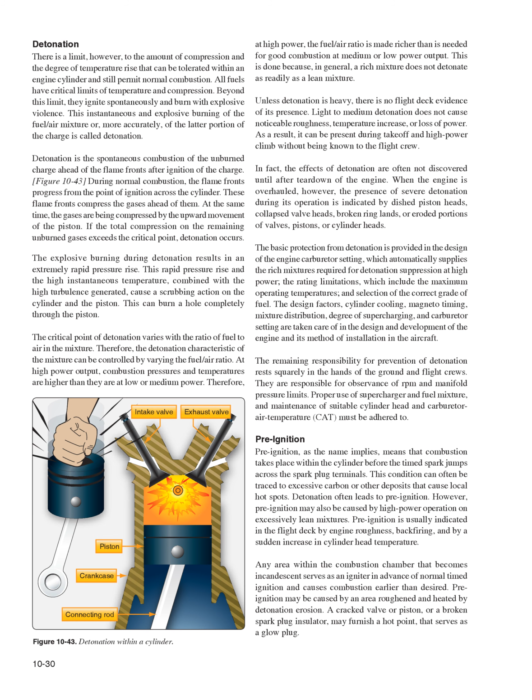Pre-ignition is usually indicated in the flight deck by engine roughness, backfiring, and by a sudden increase in cylinder head temperature. Any area within the combustion chamber that becomes incandescent serves as an igniter in advance of normal timed ignition and causes combustion earlier than desired. Pre-ignition may be caused by an area roughened and heated by detonation erosion. A cracked valve or piston, or a broken spark plug insulator, may furnish a hot point that serves as a glow plug.